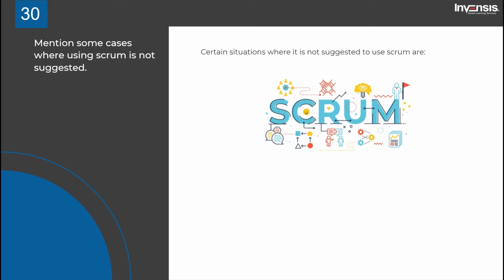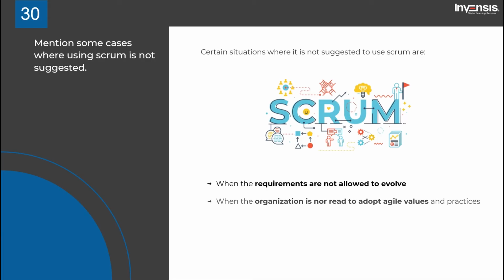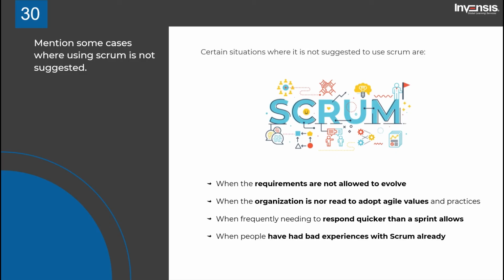There are certain cases when Scrum might not be your best choice because it will either be very hard to make it work or it provides very little value. For example, when the requirements are not allowed to evolve. When the organization is not ready to adopt Agile values and practices. When frequently needing to respond quicker than a sprint allows. When people have had bad experiences with Scrum already. When looking for a one-stop solution to all our problems.